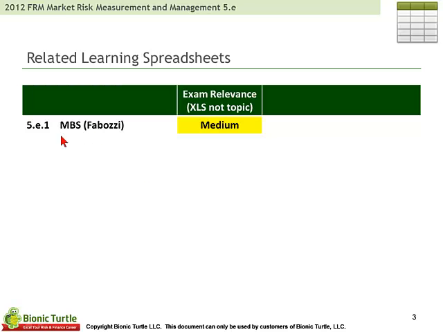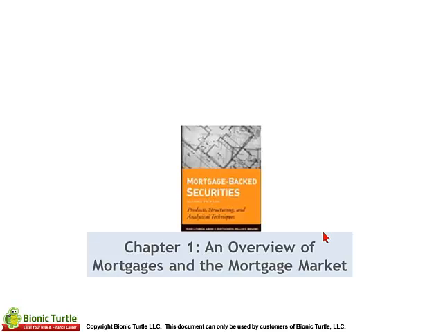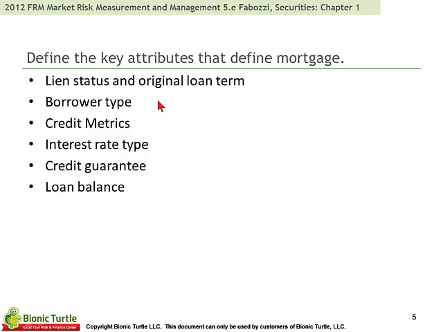As usual, I have an associated learning spreadsheet 5E1 that demonstrates some of the Fabozzi concepts, and so that's tagged as medium, meaning I hope it's useful if you're looking at the spreadsheets, but not essential. Start with chapter 1 on an overview, where we're asked to itemize some of the key attributes of a mortgage, and there is some overlap here with some other sections in the FRM. Unavoidable probably, but that may indicate that it's a little more testable, some of these foundation concepts.